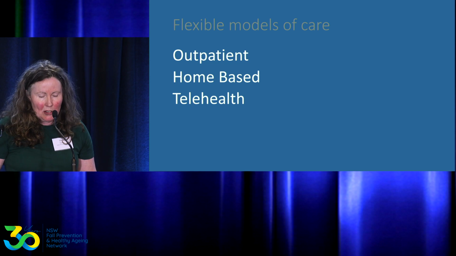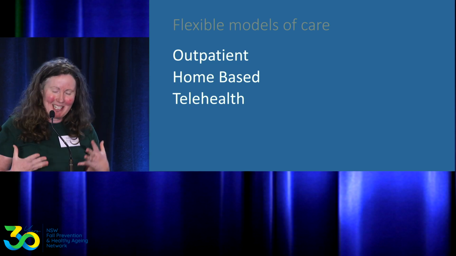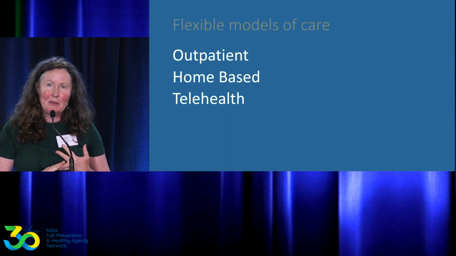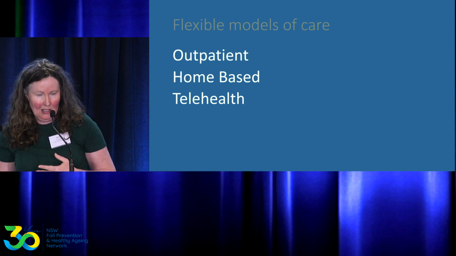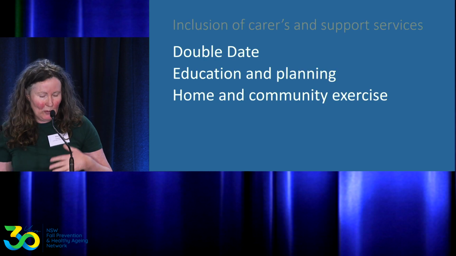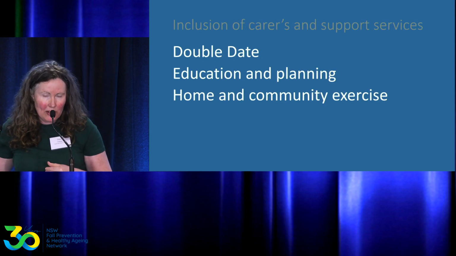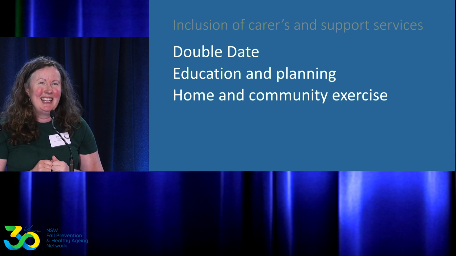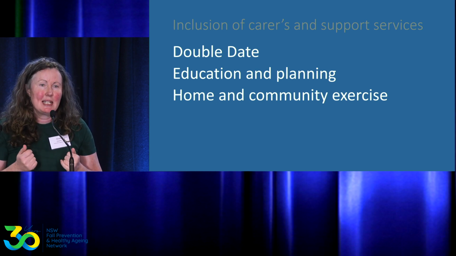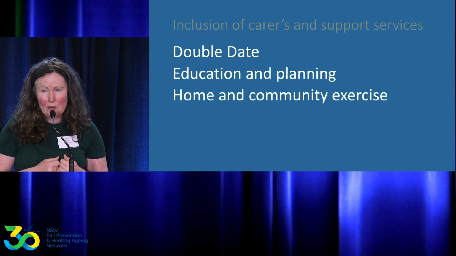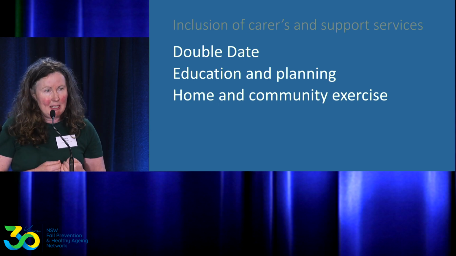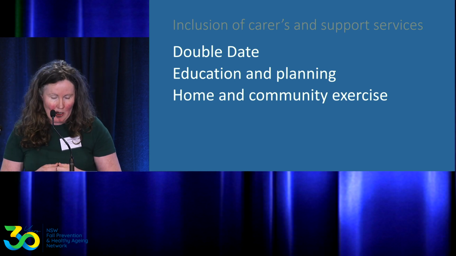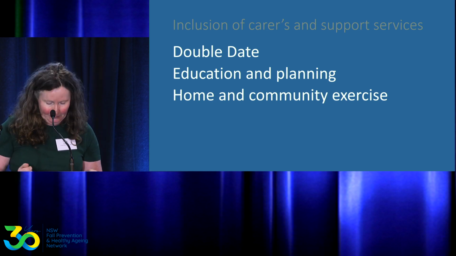So we have a flexible model of care for our rehab program, which includes falls. We see people as outpatients, provide home-based therapy, and do telehealth. We work really hard to include carers, families, and support services, aged care and NDIS. We do what we call a double date, which is if we identify frailty or falls risk in a carer, we also offer them attendance at our program. And this is an adherence or behaviour change strategy for some people, so make it fun.